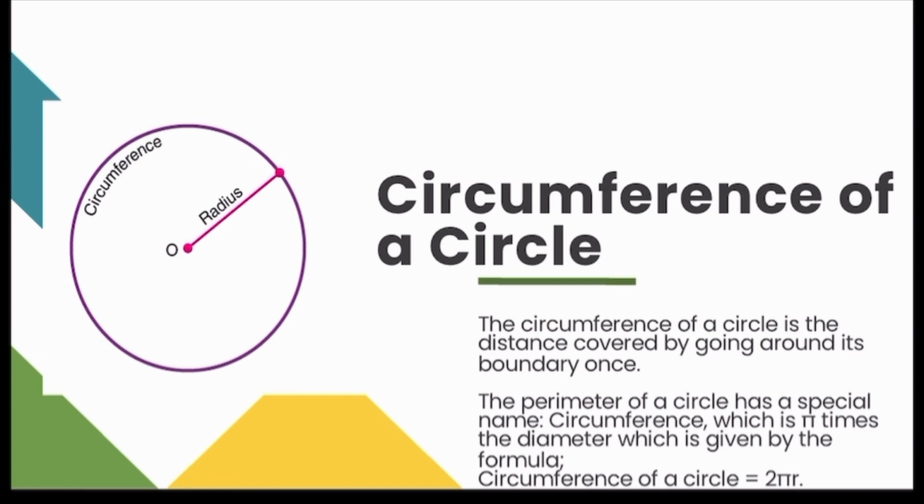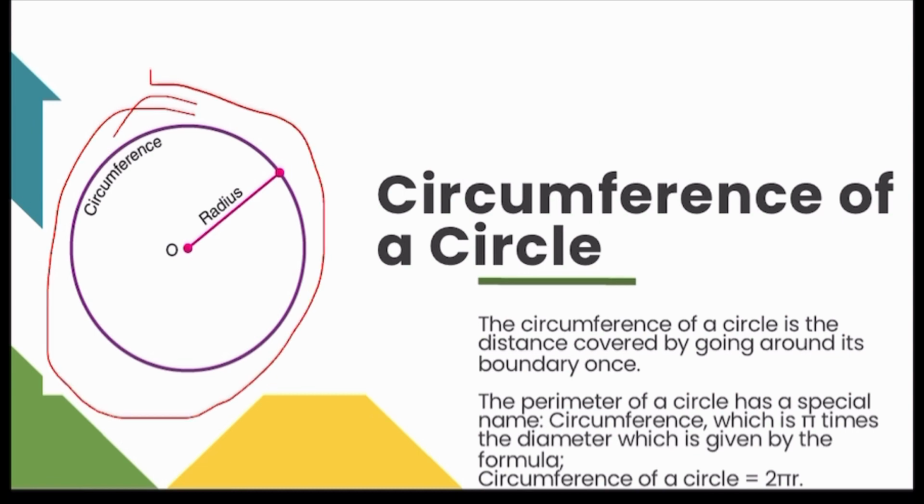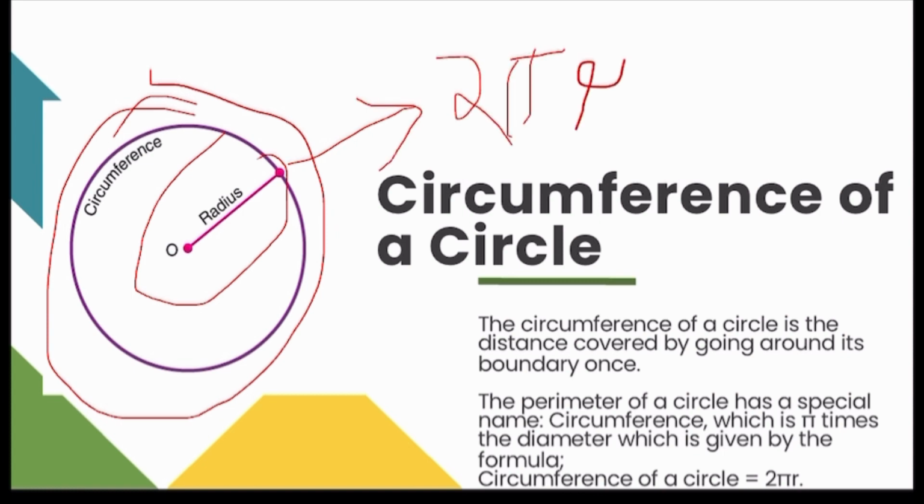Let's know the circumference of a circle. The circumference of a circle is the distance covered by going around its boundary once. The perimeter of a circle has a special name, circumference, which is pi times the diameter, given by the formula 2 pi r. So for this full circle, the distance around the boundary is called the circumference. From the middle point to the line, it's called the radius. And to find circumference, we have to use 2 pi r.